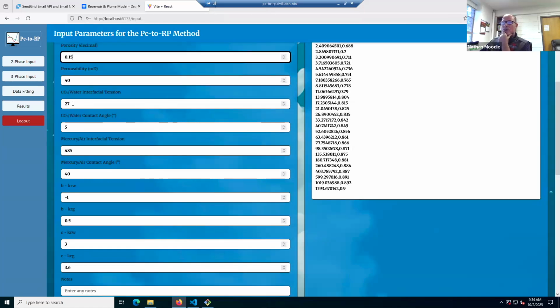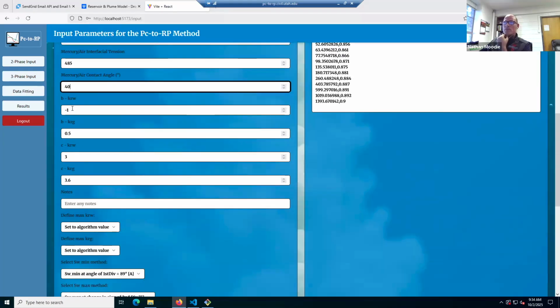Here's your CO2 water interfacial tension and contact angle. Let's increase that. We'll make that contact angle 10 degrees for the CO2 water. And then your mercury and air, which you probably shouldn't change. These are basically industry standard values, so just leave those. And then we'll leave the standard values here, these generic values. And you can put any notes down here that you want.